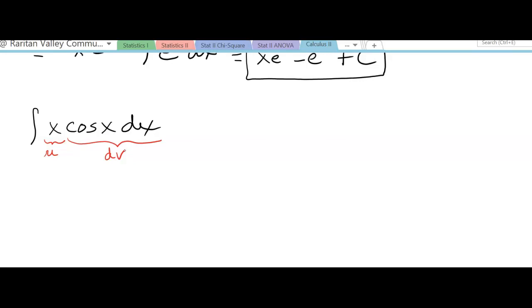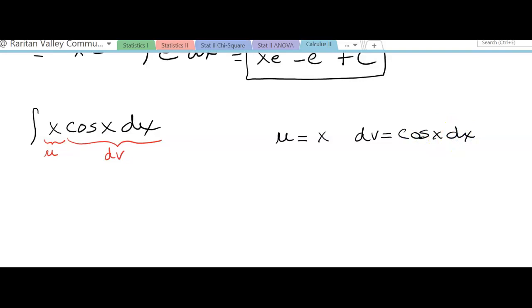Because here's the deal. Whatever you pick for dv has to be something you know how to integrate. That's important. I know how to integrate cosine x, I'm good. I can take the derivative of x and know it's something super simple. So this makes sense. Let's set up our quick little chart. Let u equal x, and then real quick, tell me what dv is. Make sure you include the dx part.